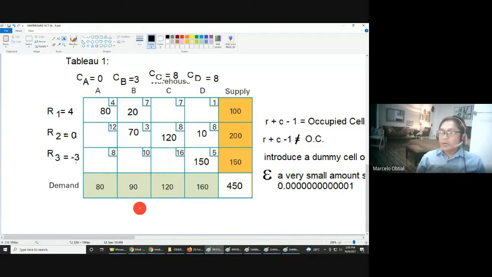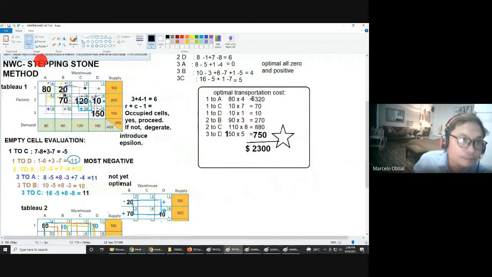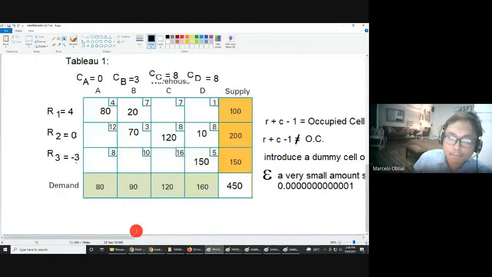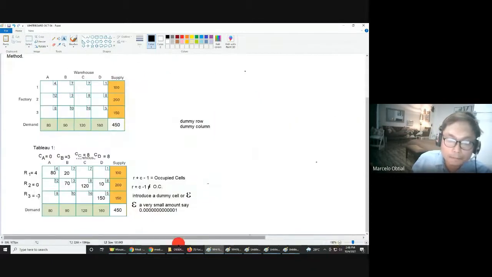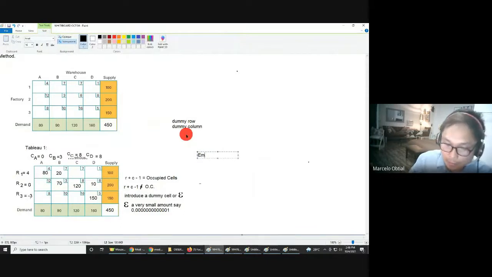Any question, class, before I move with the second algorithm? Okay, wala? Now, the next step, the same with the stepping stone method, we will evaluate the empty cell. I hope that's clear. Let's evaluate the empty cell. Okay, what are the empty cells? Empty cells evaluation.